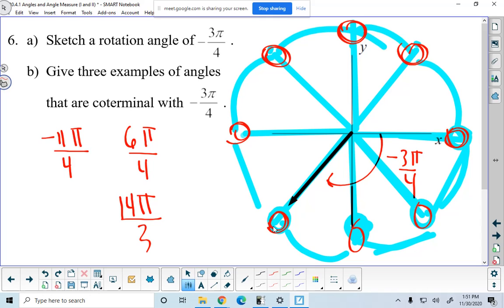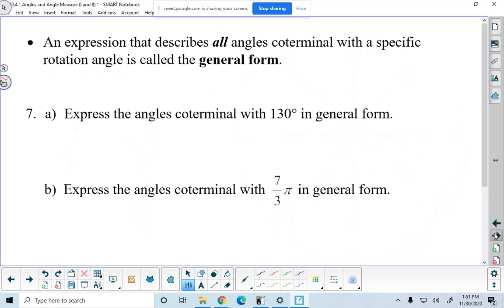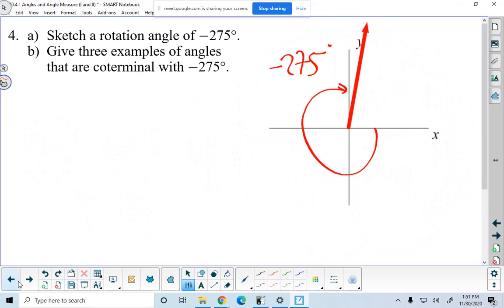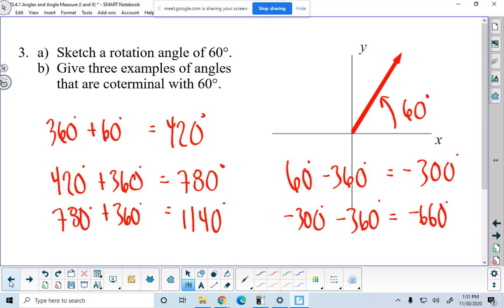Okay, I think we have one more thing to cover in this lesson, and it's talking about an expression for all coterminal angles. I hope you would agree, I'm going to go back to one that's easier because it's degrees, that if we continue with example 3b to add multiples of 360, there is literally no end to how many coterminal angles we could get. And for that reason, there's an infinite number of coterminal angles.